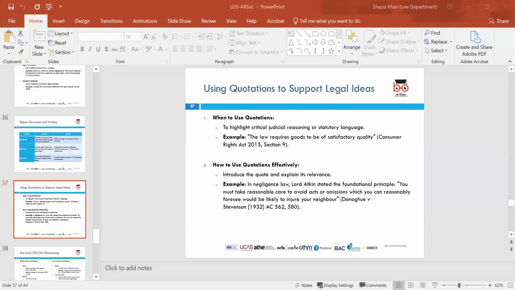So, using quotations to support legal ideas, for example, to highlight critical judicial reasoning or statutory language. The quotation example given is that the law requires goods to be of satisfactory quality, and that's the Consumer Rights Act 2015, Section 9. How to use quotations effectively: how would you use them, identifying why there's a need to use quotation marks?